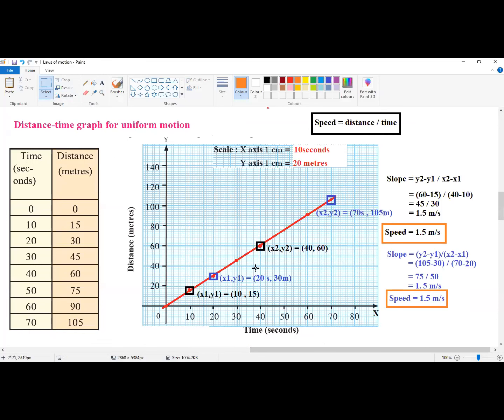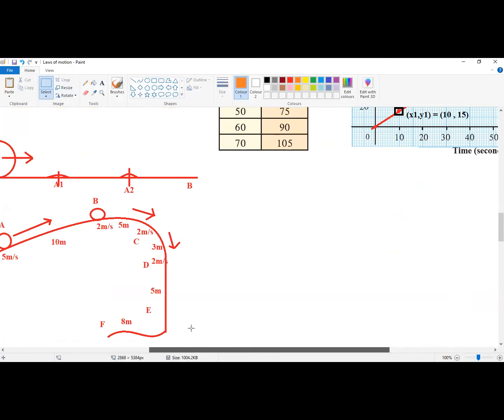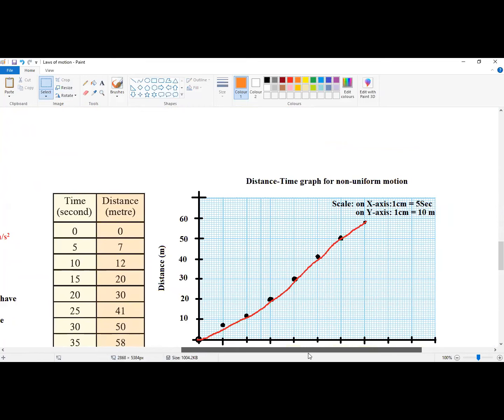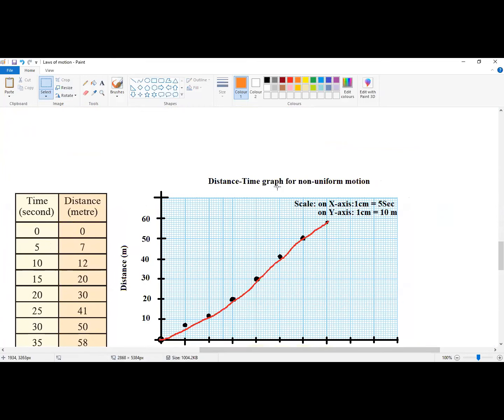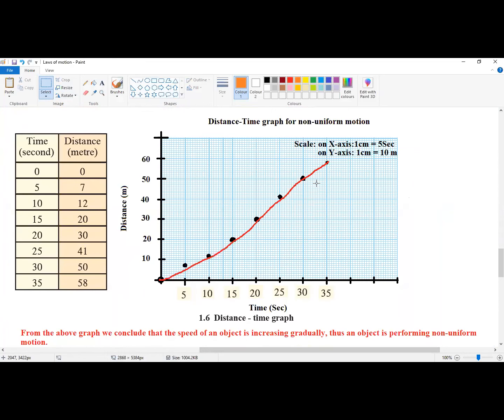Now let's move further. The next graph is this one: the distance time graph for non-uniform motion. I already have plotted this for you. Again, the time intervals are given, equal intervals of time, 5 seconds, 10 seconds. So the time interval is about 5 seconds. Accordingly, distances are also given: 7, 12, 20, 30, 41, 50, and 58.